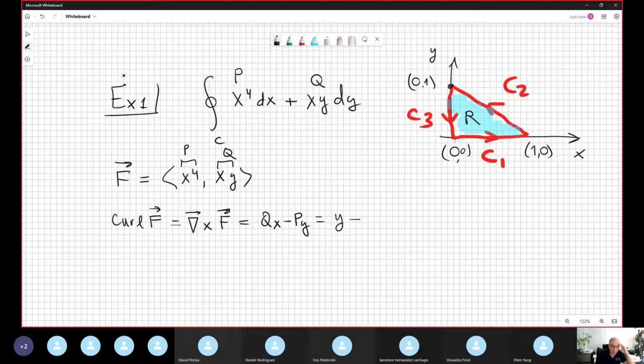Minus partial derivative of P, which is x to the 4th power, with respect to y, is 0. Oh, it's y. And the curve is y. Okay, so according to Green's Theorem, you set up the double integral in the region R of the curl of the vector field dA. In our specific problem, it's the double integral of y dA in the region R.